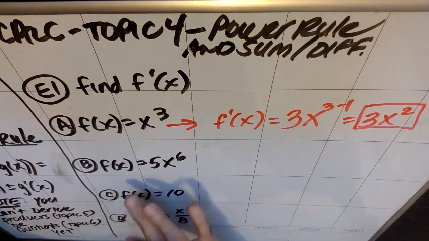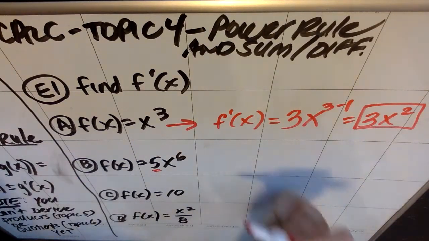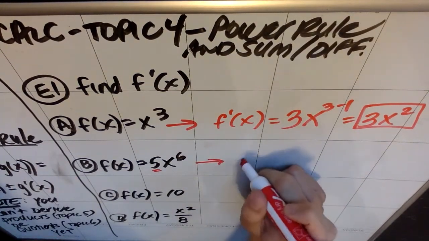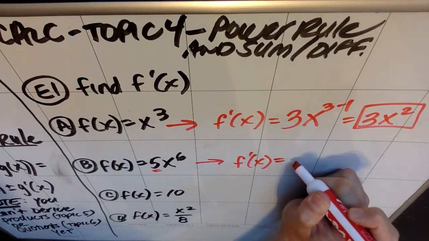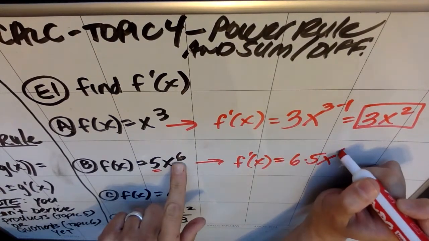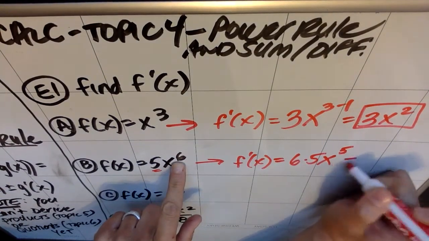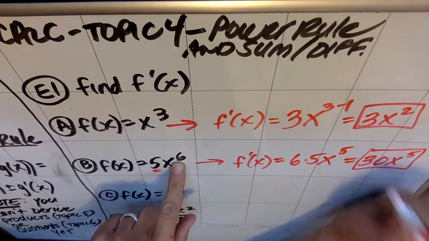Now, for b, there's a coefficient of 5 in front of my x to a power. That's fine, a coefficient's fine. When I want to find f prime, I'm going to drop that 6 down in front of the 5x, and then lower the power by 1, which will be 6 minus 1, or 5. So I'm going to get 30x to the 5th. That's how we apply the power rule, okay?